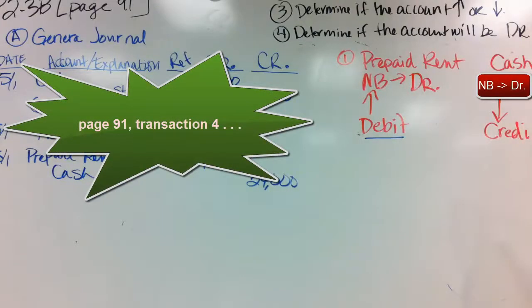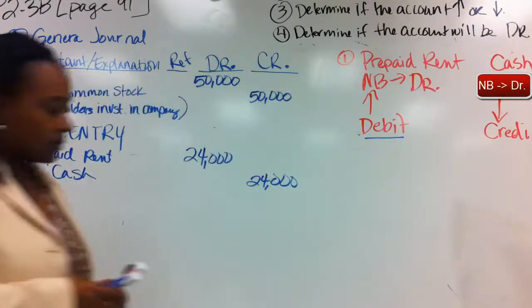purchased furniture and equipment costing $30,000. A cash payment of $8,000 was made immediately, so that's like a down payment. And then the remainder will be paid in 6 months. So the remaining balance will be paid in the future.